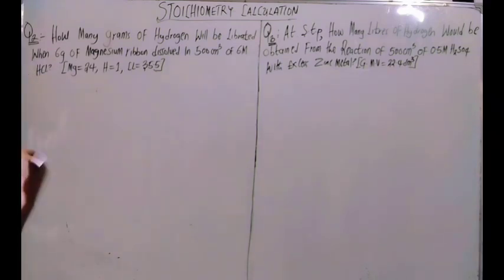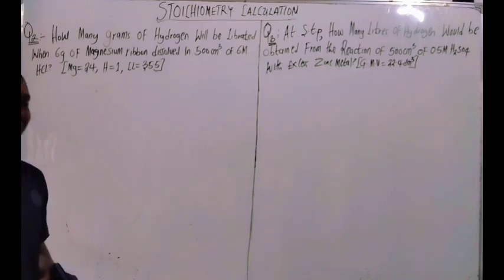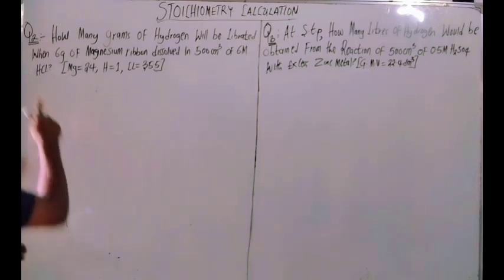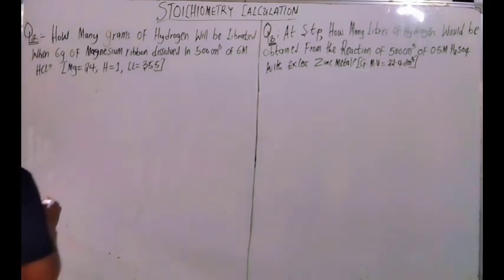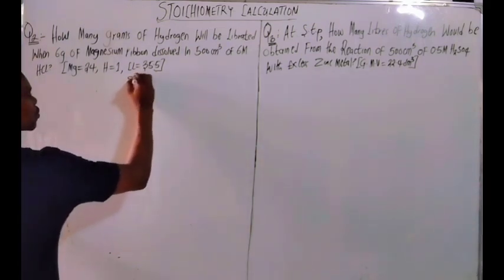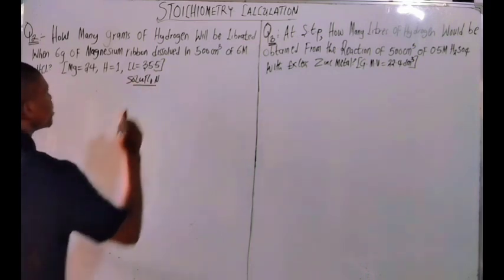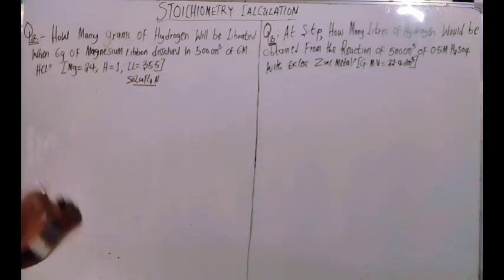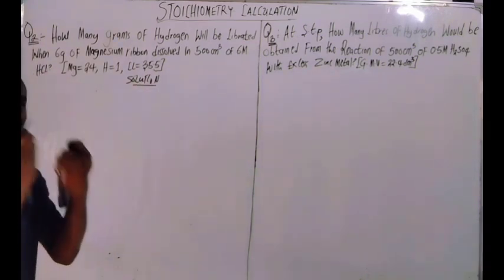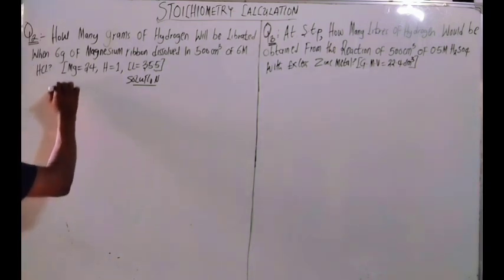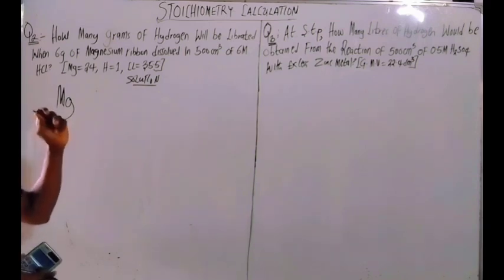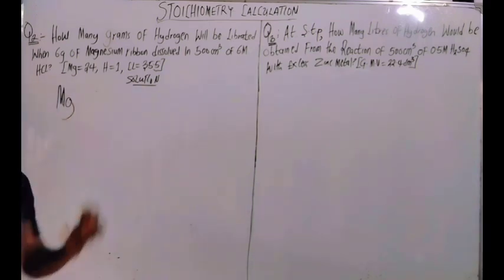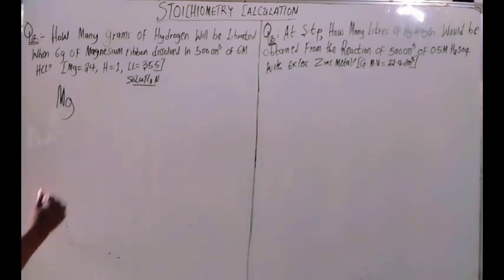This asks how many grams of hydrogen will be liberated. That asks you to calculate the mass of hydrogen that will be liberated when 6 grams of magnesium ribbon dissolve. So first we start with magnesium ribbon. Magnesium ribbon is magnesium metal, so there is Mg, right there. When 6 grams of magnesium ribbon dissolve, it reacts with hydrogen chloride plus what?